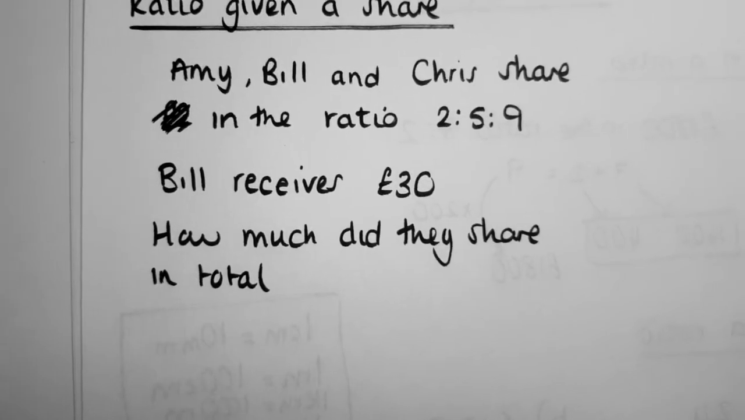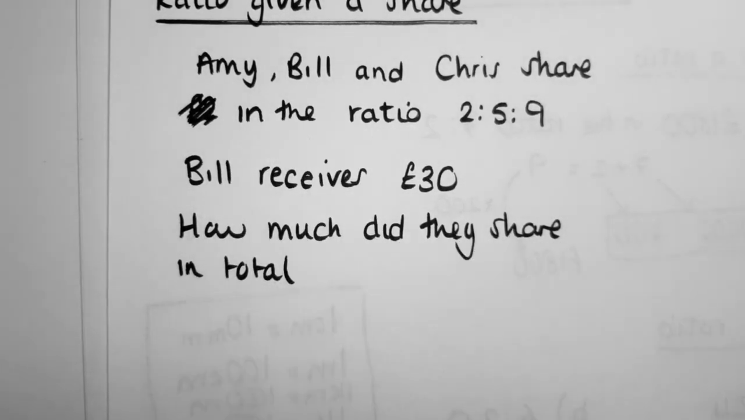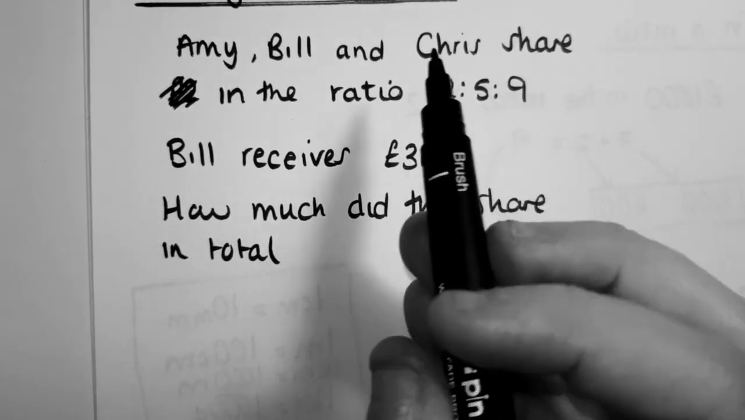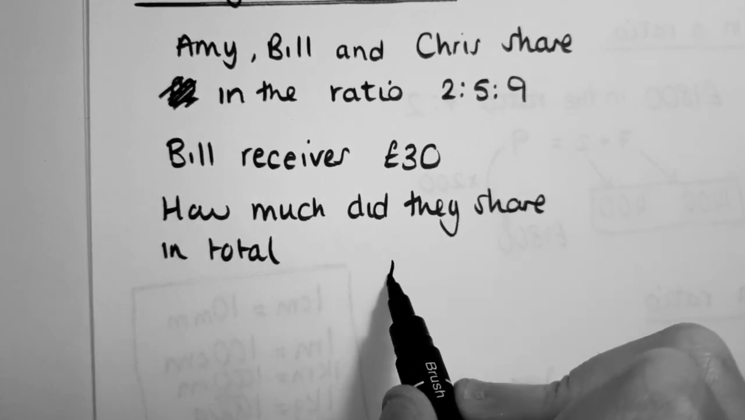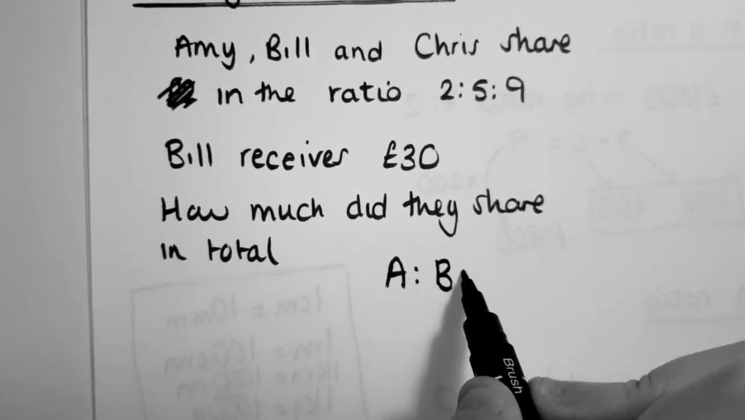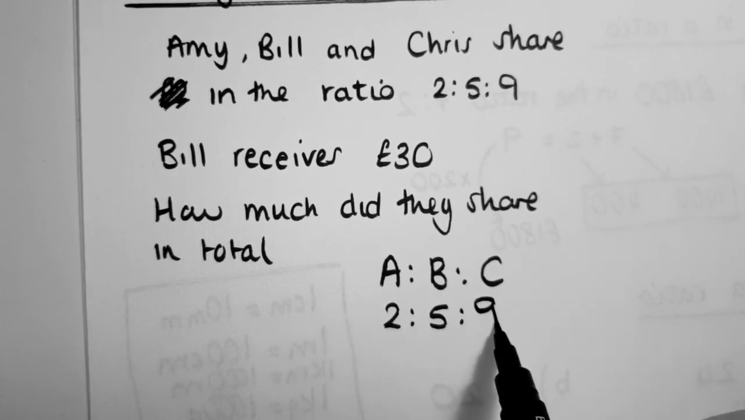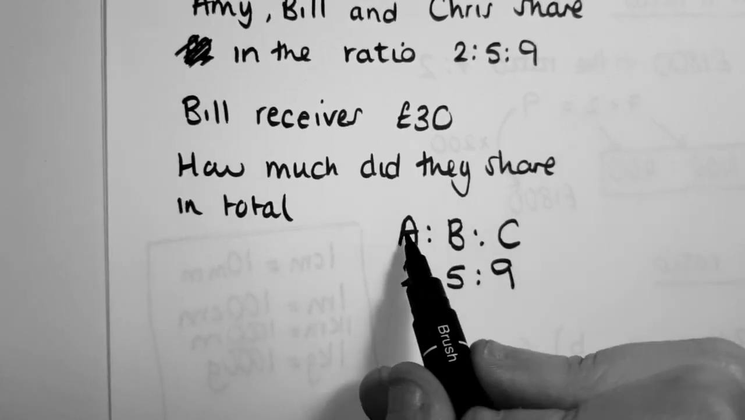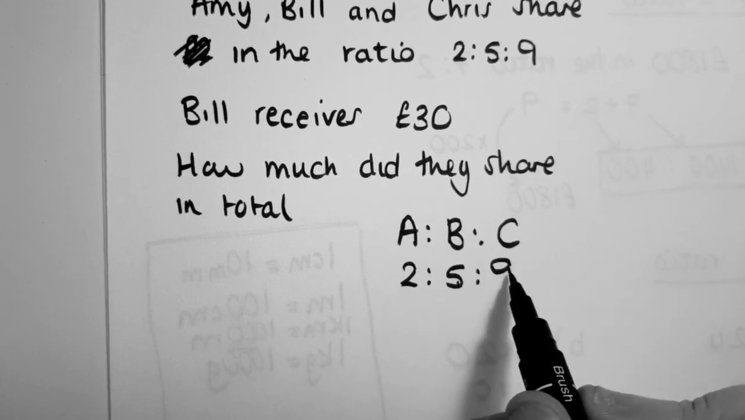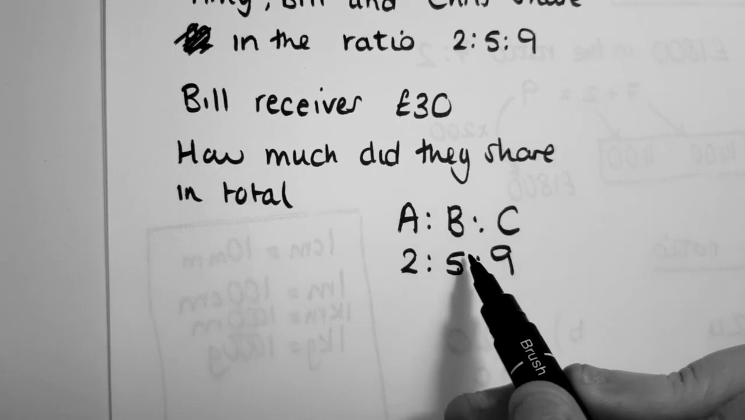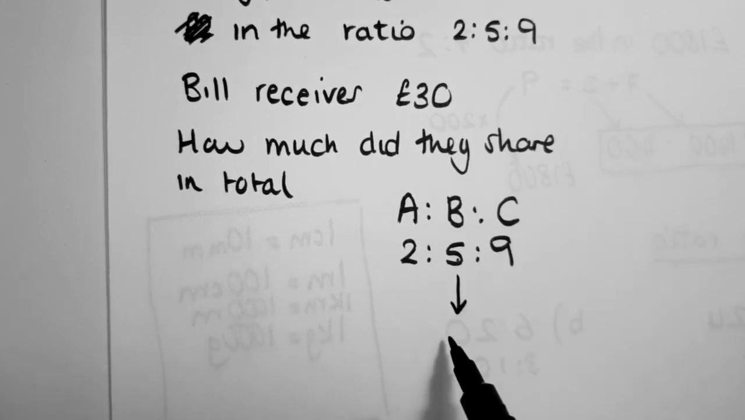Right. And then last question for this one, ratio if you are given a share. So Amy, Bill and Chris are going to share in the ratio 2 to 5 to 9. What I would always do with ratio questions is summarise your information. Amy, Bill, Chris in the ratio 2 to 5 to 9. So Amy's getting 2 shares, Bill's getting 5 shares, Chris is getting 9 shares. Bill's going to receive £30. So I know whatever Bill had as shares, he's now going to end up with £30.